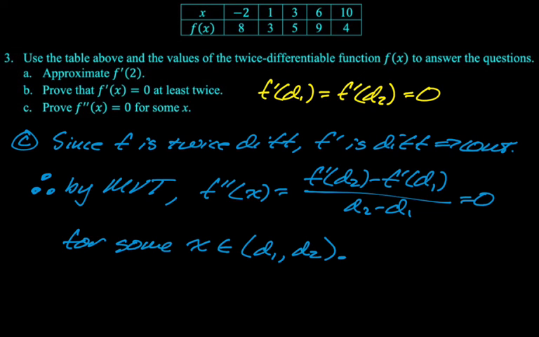apparently I didn't put anything in here, but since f is twice differentiable, f prime is differentiable, and that implies continuous. Therefore, by mean value theorem, f double prime of x is f prime of d2 minus f prime of d1 over d2 minus d1, which equals 0 for some x between d1 and d2.